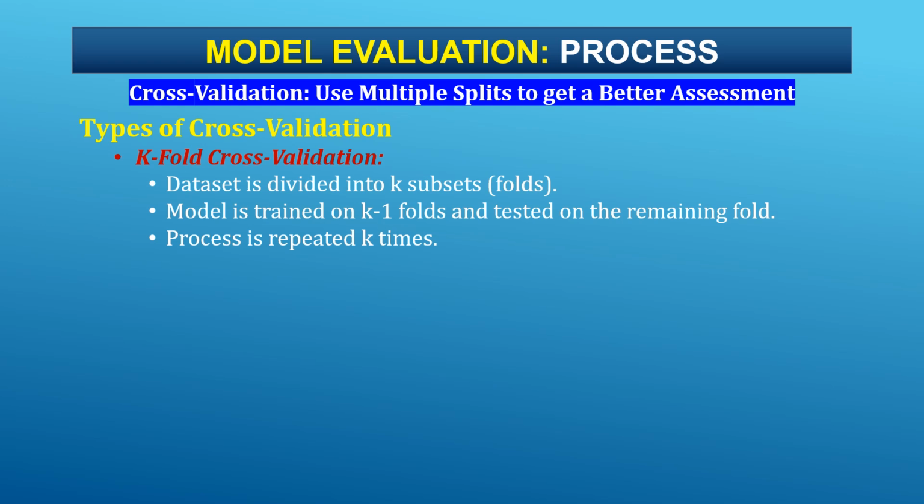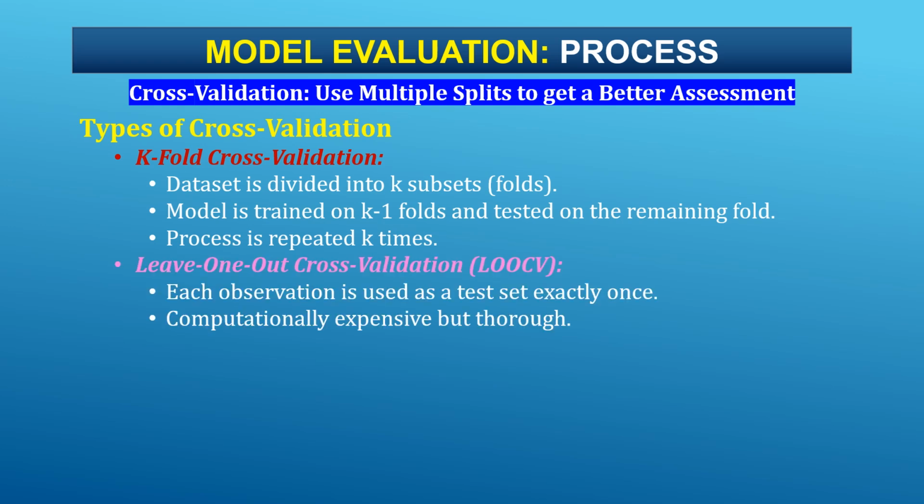The dataset is divided into k subsets. The model is trained on k minus 1 folds and tested on the remaining fold. The process is repeated k times. Leave-one-out cross-validation: each observation is used as a test set exactly once. Computationally expensive but thorough. K-fold cross-validation and leave-one-out are popular methods.